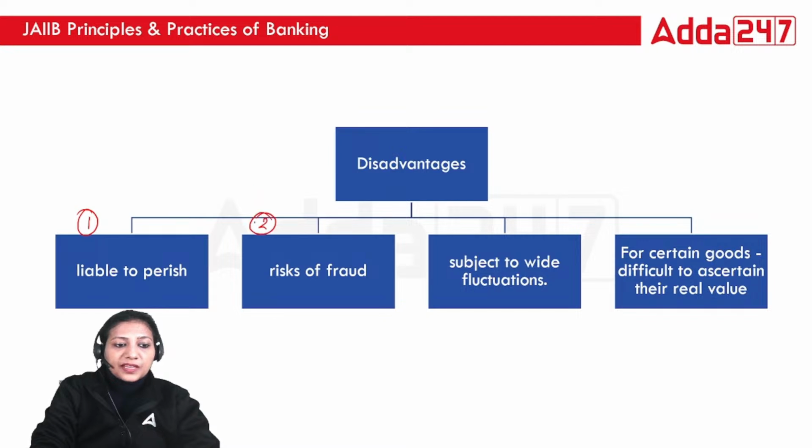There is always a risk of fraud in it, that the customer might sell it after taking the loan without the banker's knowledge. Third, it is subject to wide fluctuation. The prices of some of the goods might fluctuate a lot. And fourth, for certain goods it is difficult to ascertain their real value.